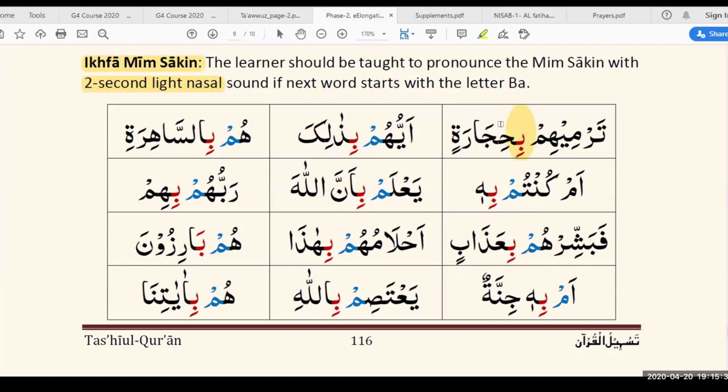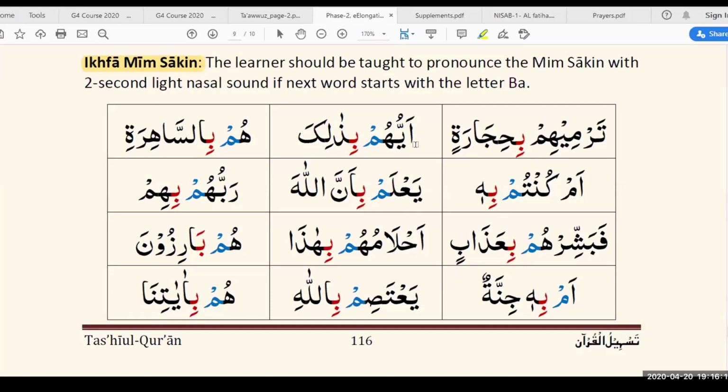ترميهم بحجارة. Okay, good. So as I could hear, you pronounced the meem for 2 seconds. You gave it a 2-second nasal sound. Can you explain to me why you did that? When meem sakin is followed by ba, then we do meem ikhfa for 2 seconds. Excellent, mashallah. Well done. That was really well explained. So why don't we move on to the next word?